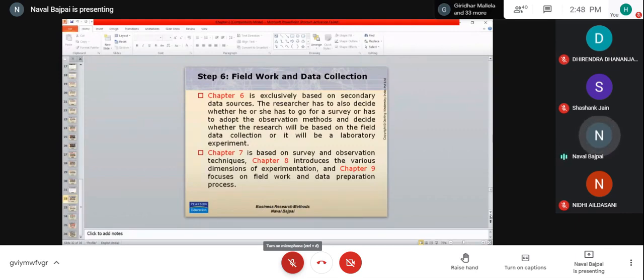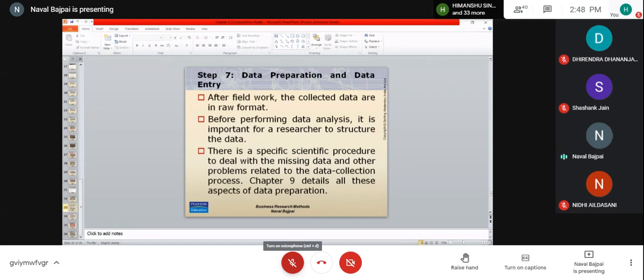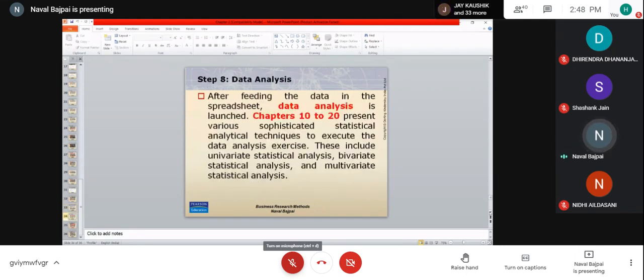Chapters 1 to 9 would be the theoretical part up to one extent and would be taken first. Then we would take up data preparation and data entry. Now you see that most importantly, step number 8 is data analysis, chapter 10 to chapter 20. Chapters 1 to 9 in one segment that we will take first, then 10 to 20 in another segment.